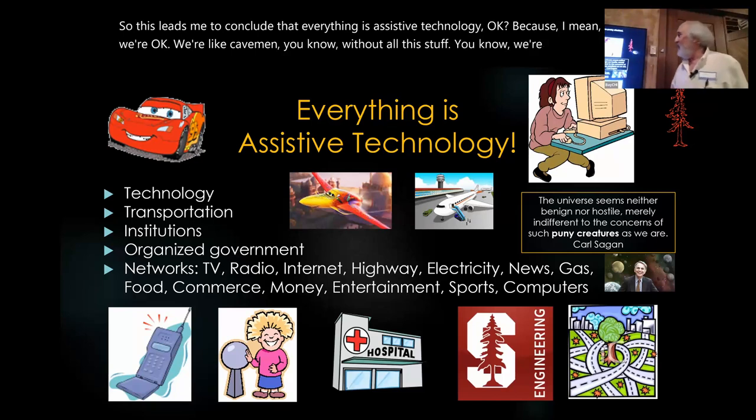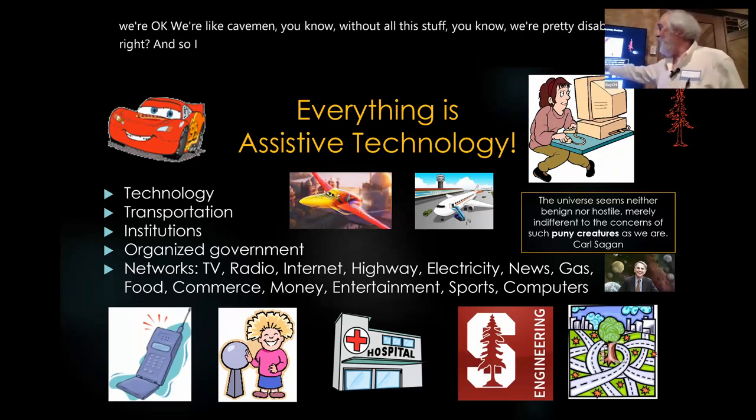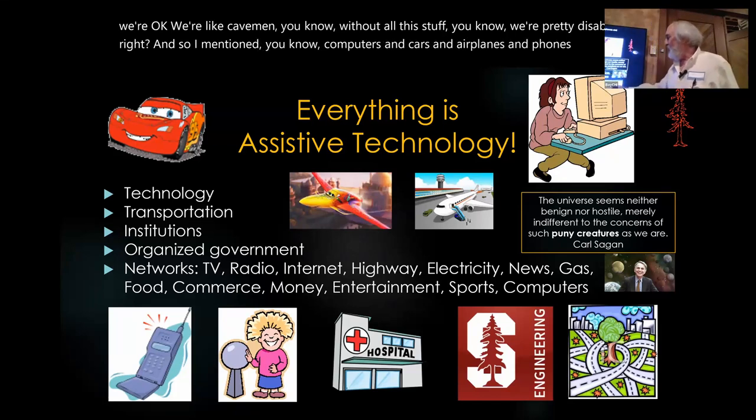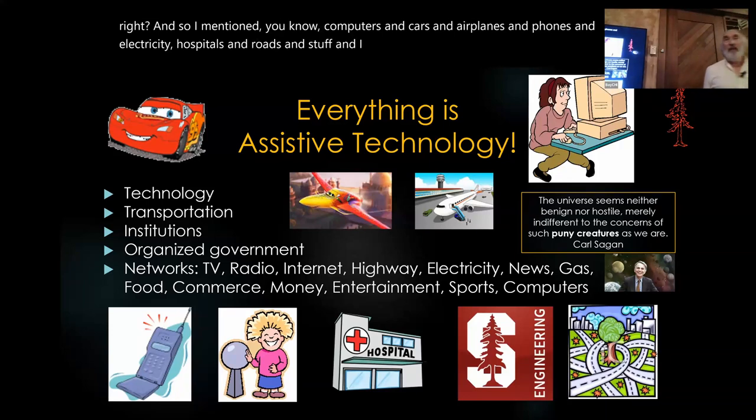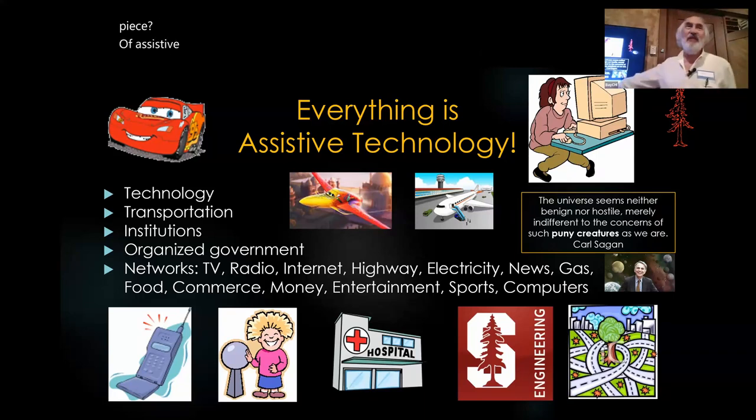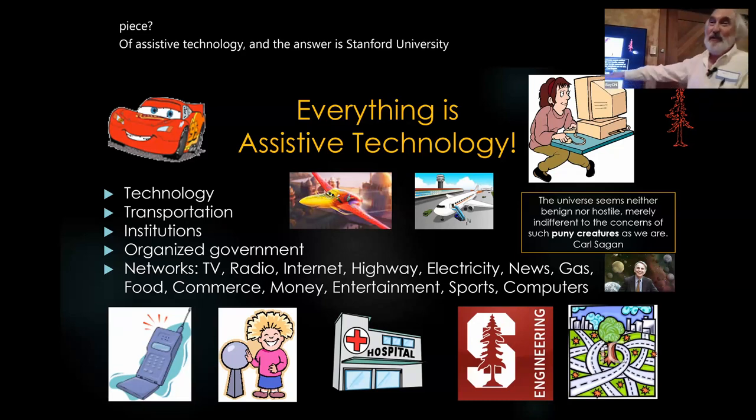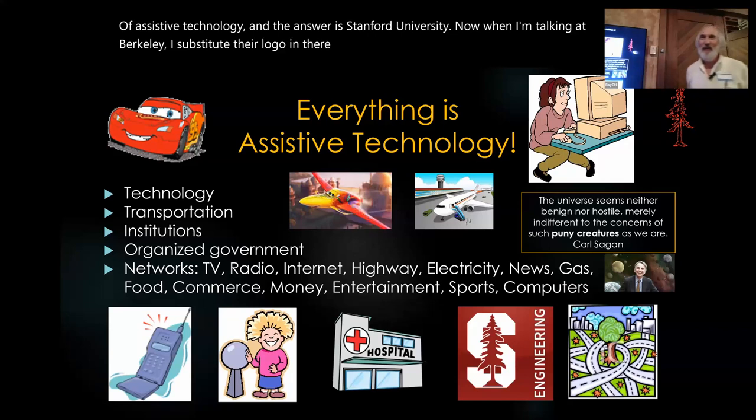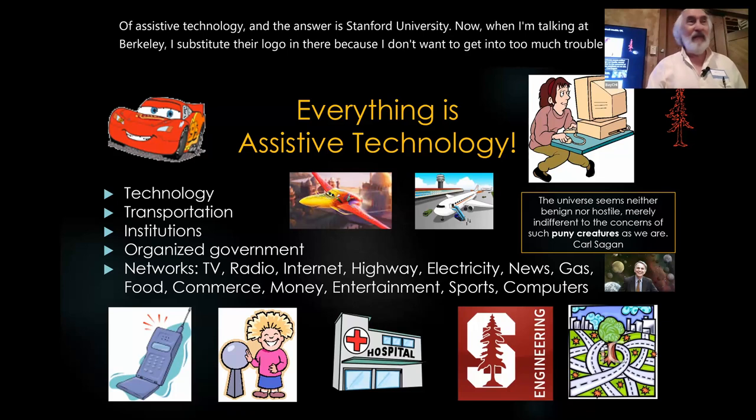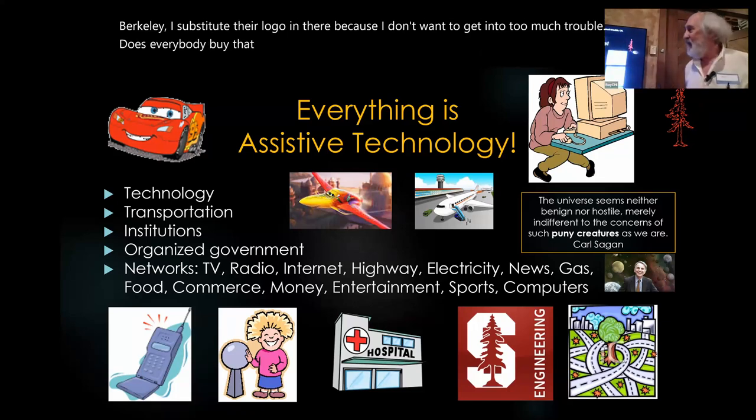And so I mentioned computers and cars and airplanes and phones and electricity, hospitals and roads and stuff. And I asked my students, what's the most awesome piece of assistive technology? And the answer is Stanford University. Now, when I'm talking at Berkeley, I substitute their logo in there because I don't want to get into too much trouble. Okay. Does everybody buy that? Okay. I mean, it's just a different way of thinking.